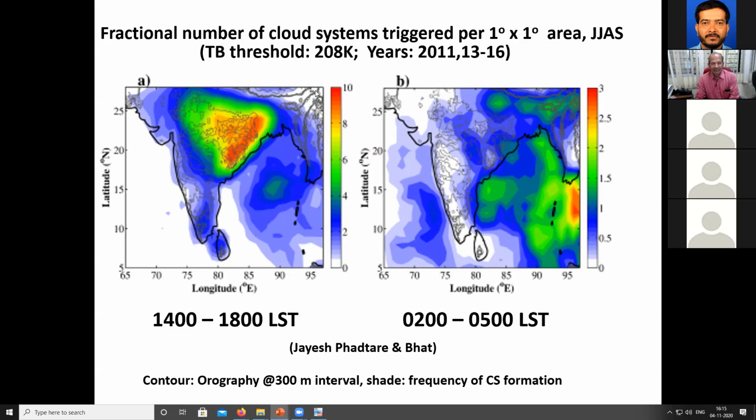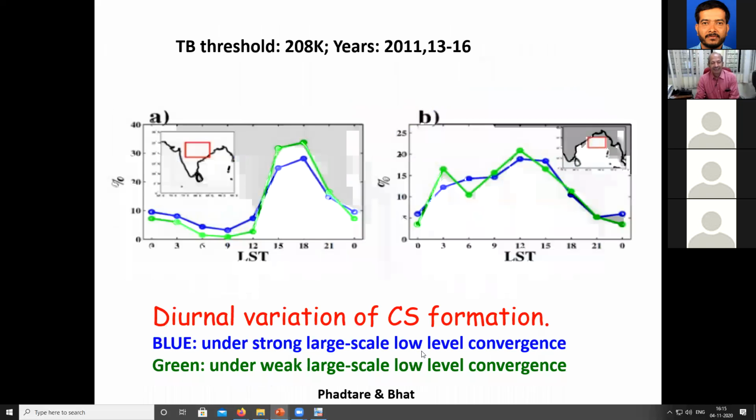Also notice that there is a difference in the scale. Here, it goes all the way up to 10. Here, it's only up to 3. So the number of systems triggered during daytime is very high over this region. This is the work of Jayesh Pardare and Bhat.